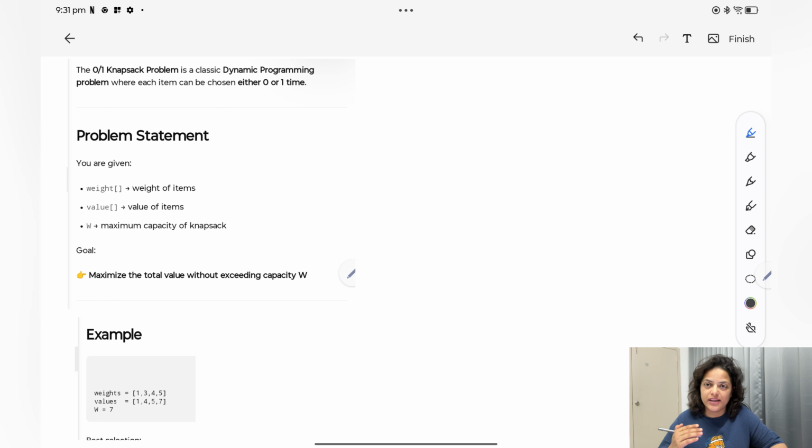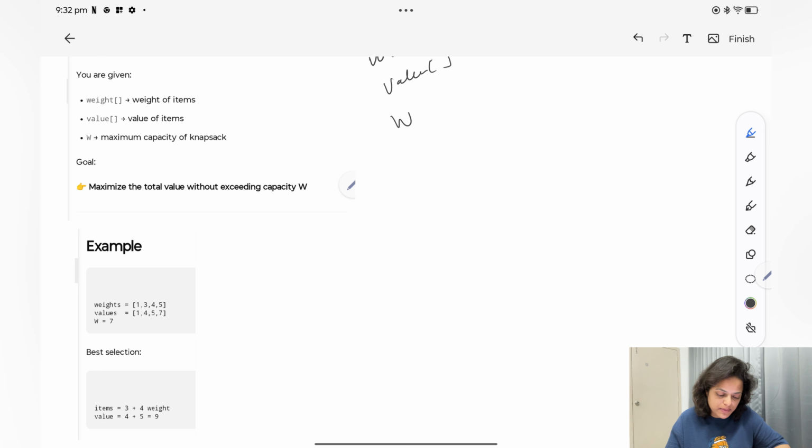The next pattern we will be starting will be part of bounded knapsack. In the 0-1 knapsack problem, this is the classic dynamic programming problem where each item can be chosen either 0 or 1 times. Let's say you are given one weight array, the weight of particular elements, and a value array, and then one weight, capital W. What you need to do is maximize the total value without exceeding capacity W.